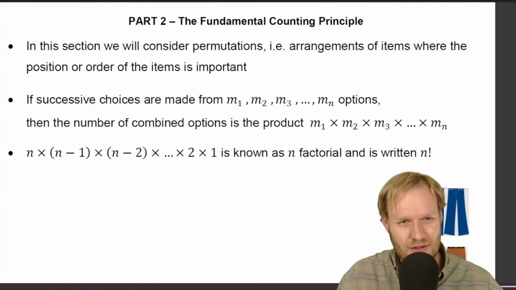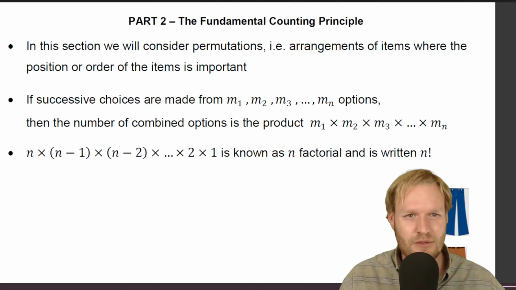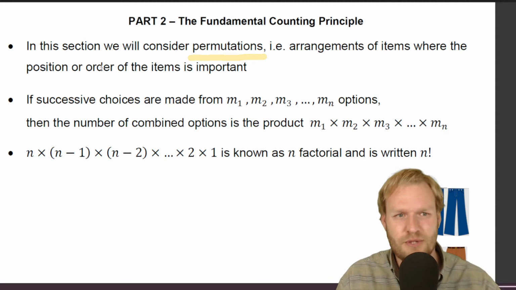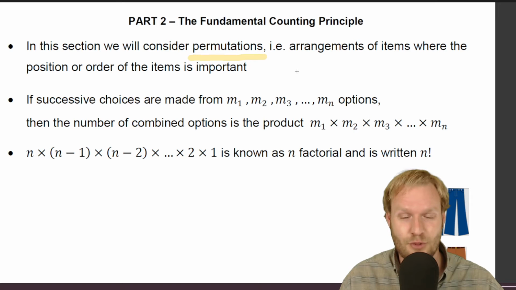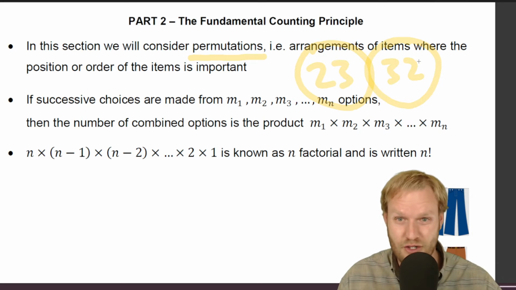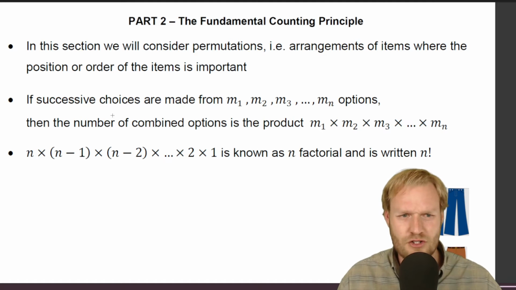Okay, so the idea here with the fundamental counting principle is that we're going to look at permutations. Permutations are arrangements of items, and the positional order of the items is important. So 2, 3 is quite different to 3, 2. It's not like we're just picking the number 2 and the number 3. That order, 2, 3 or 3, 2, is going to be important. So we've got 2 bits here.